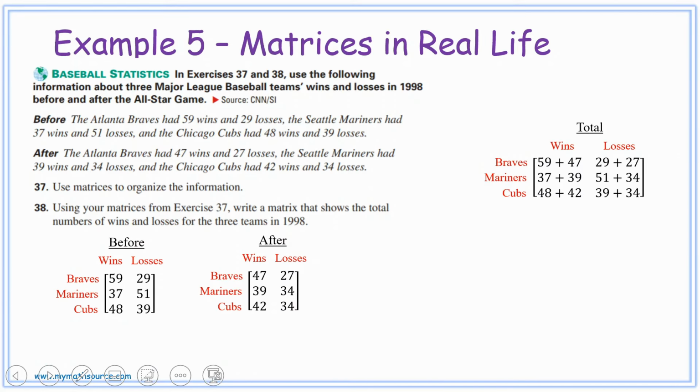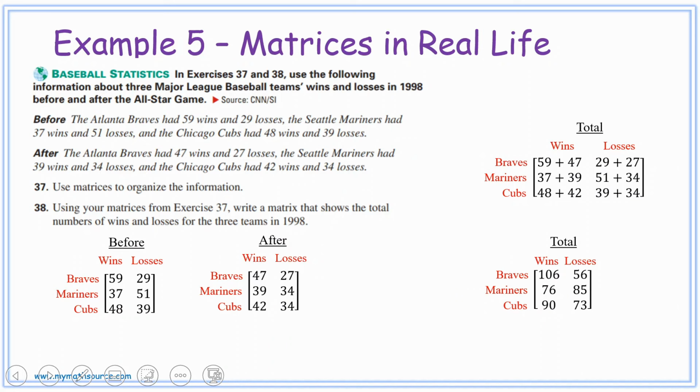So if we set them up for our total, you notice that we can add the wins of the Braves before the All-Star game, and then after. So we see that there. We could do the same with losses and for each team. And we're simply using our understanding of adding matrices. We're adding the before matrix with the after matrix. And once we simplify that, we can quickly get our answers.